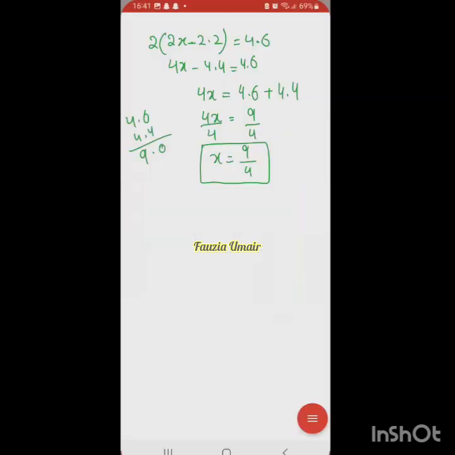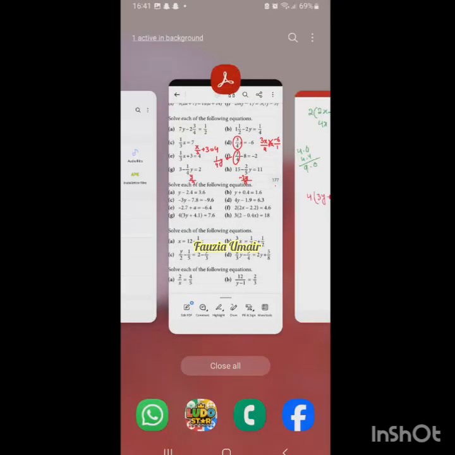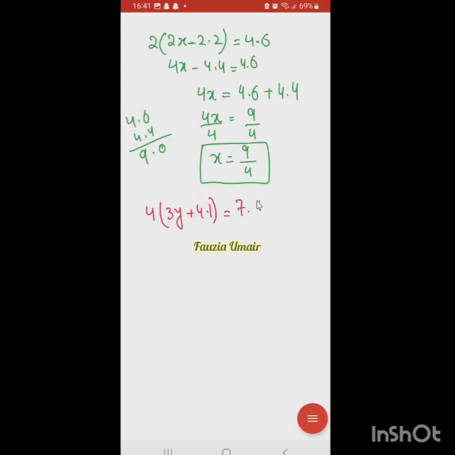4 into 3y plus 4.1 equal to 7.6. So now what to do? 12y plus 16.4, very good, is equal to 7.6. Now take this on the other side, so it will be 7.6 minus 16.4, right?